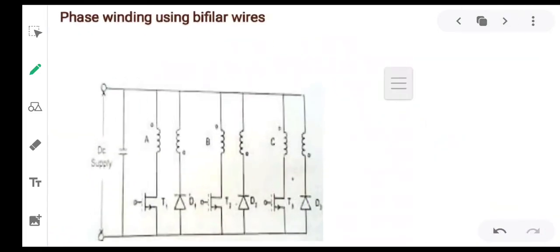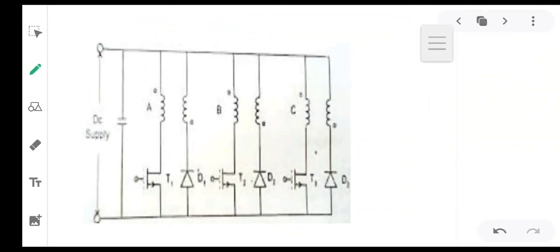Now in bifilar windings, actually these are two separate windings, but they are magnetically coupled.